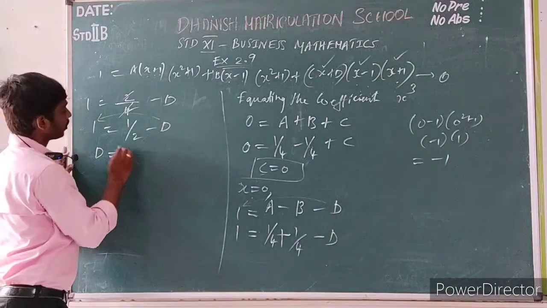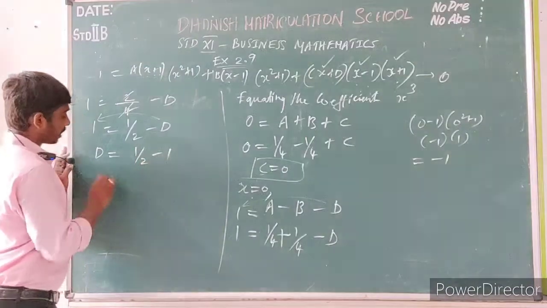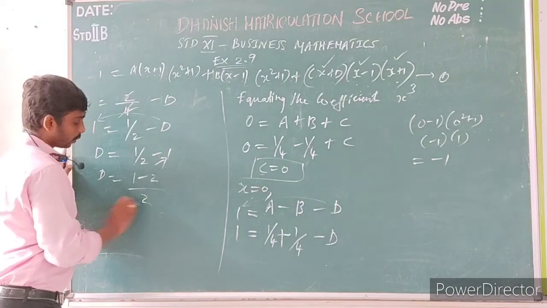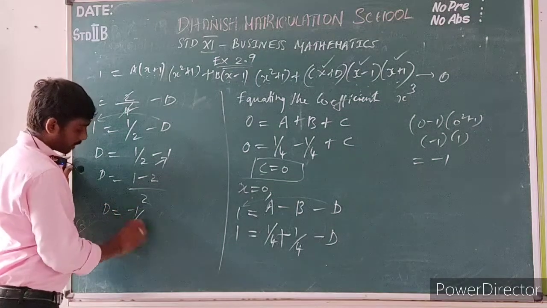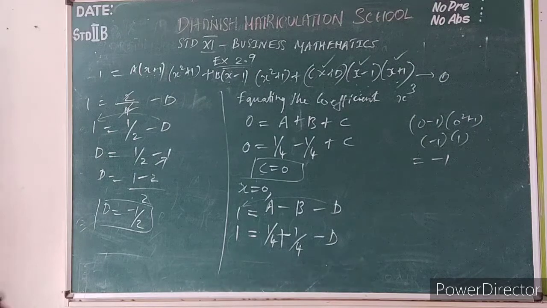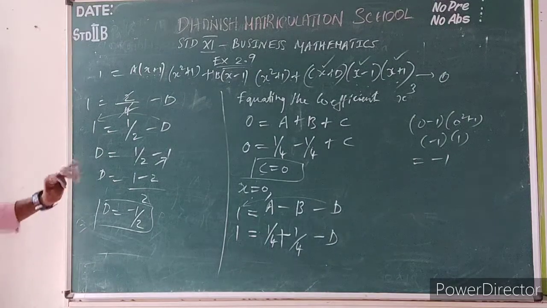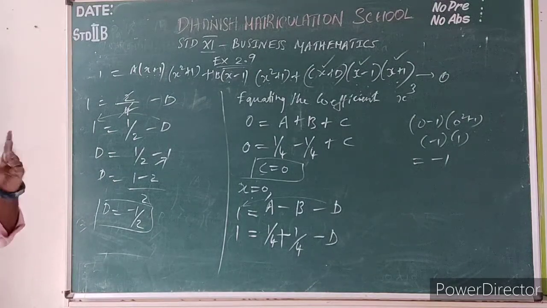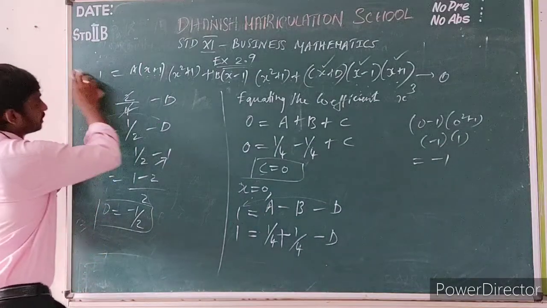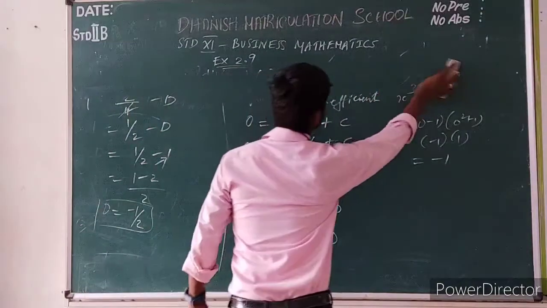d is equal to 1 by 2 minus 1 here. d is equal to, we are getting 1 minus 2 divided by 2 here. d is equal to minus 1 by 2 is the answer for this one. So d is equal to minus 1 by 2 is the answer. We have found the a, b, c, d values. We got 4 values. Now we are going to substitute them into the equation. So first, what is the equation here?